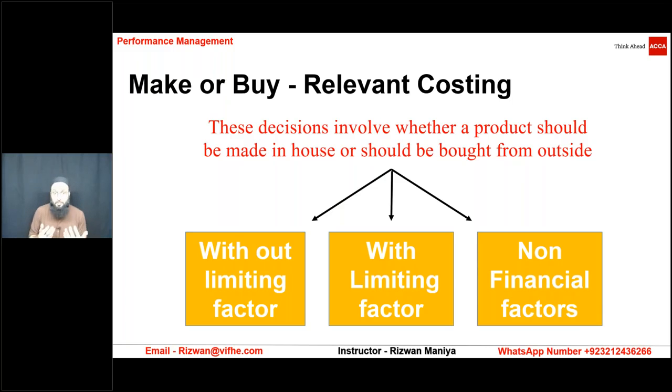Now, in case of Robber Company, they are currently producing keypads and display screens. So they have to take a decision whether to continue with the production of keypad display screen in-house or they should move towards outside.